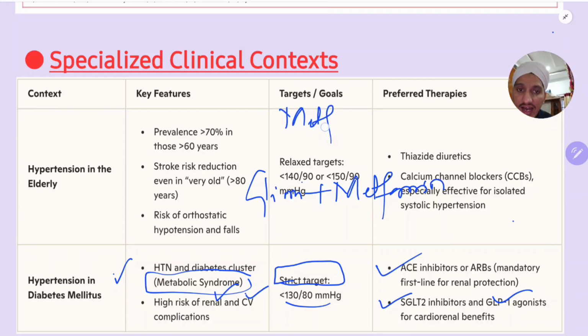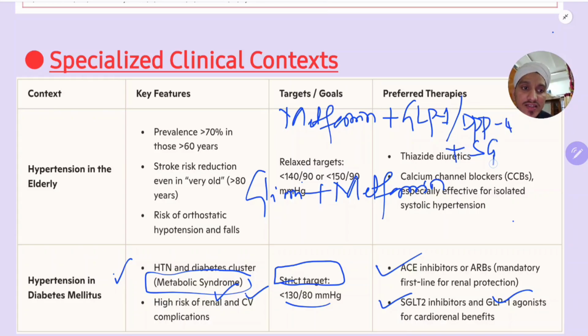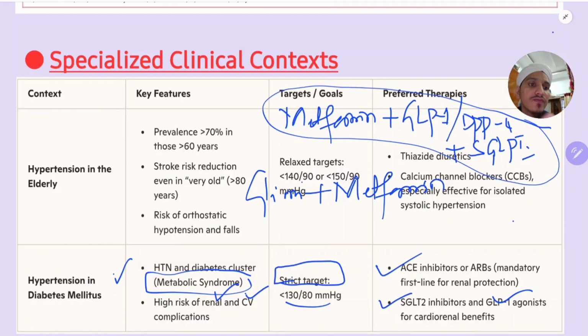Now the first line, even I am also doing the same thing, and many guidelines are recommending metformin plus GLP-1 agonist. If not possible to give a GLP-1 agonist, then you can give a DPP4 inhibitor and an SGLT2 inhibitor. This is the combination which is preferred now. First line combination, triple combination for patients who are having diabetes mellitus.